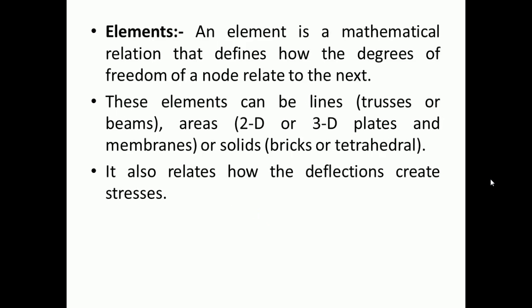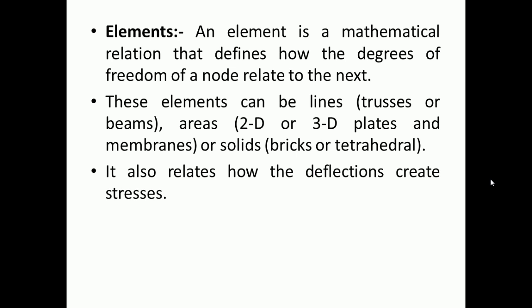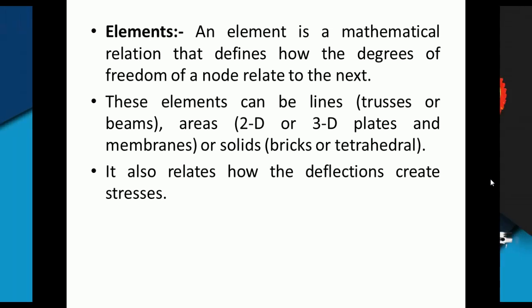Now let's discuss what elements are. As previously explained, these orange boxes are known as elements, or in other words we can say that an element is a mathematical relation that generally defines how the degree of freedom of a node is related to its preceding or the next node. These elements can be lines, areas, or tetrahedrals. Basically these elements define how the deflection creates stresses within the material.